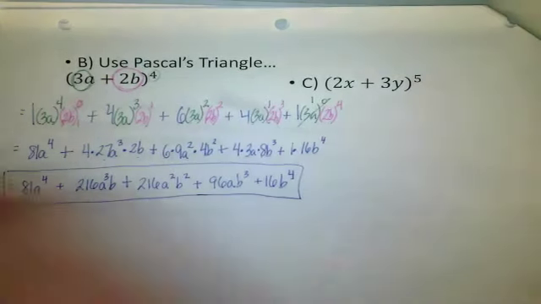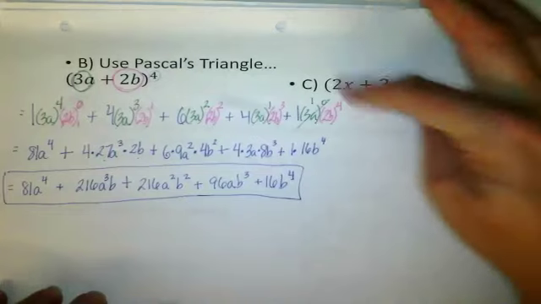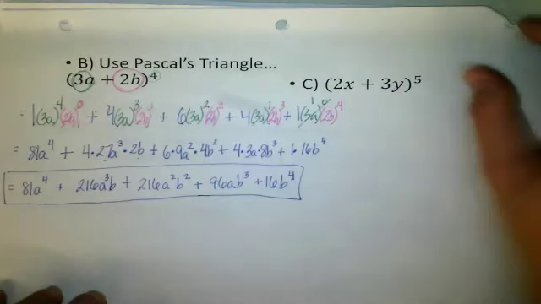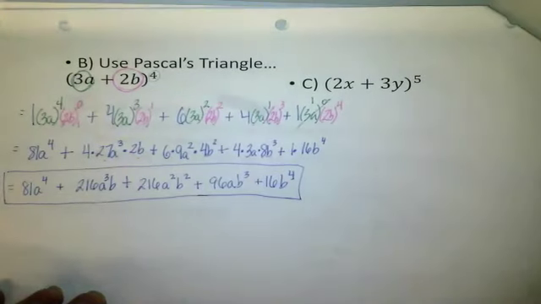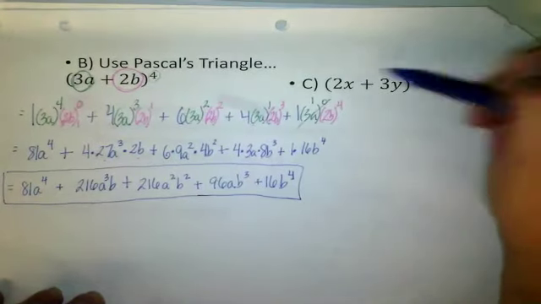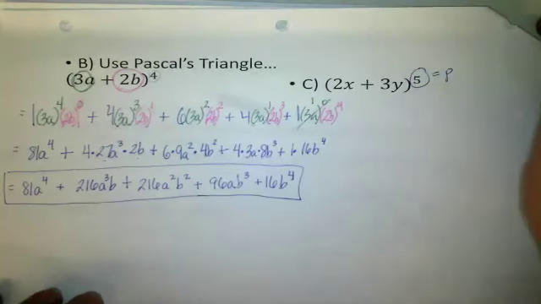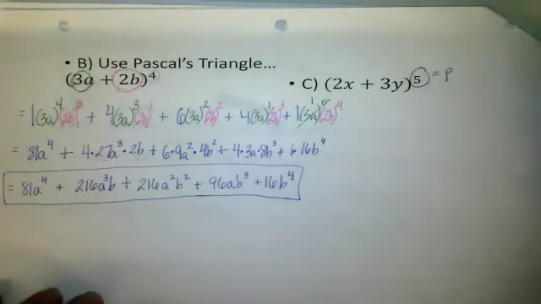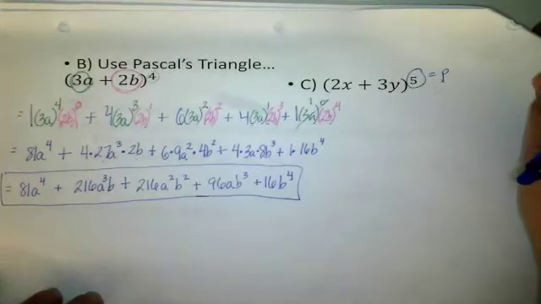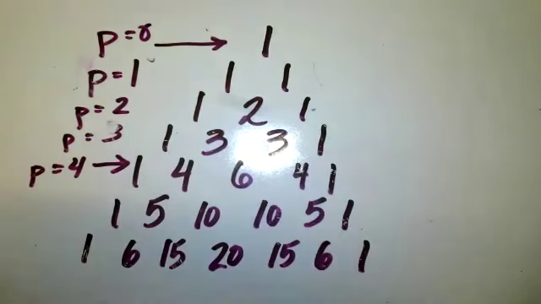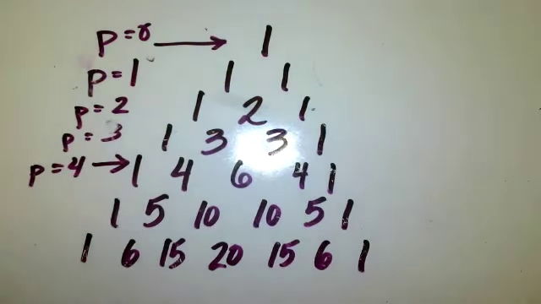All right, let's try one more of those, just so you can see how this other one would work. 2x plus 3y to the 5th power. So this is my power equal to 5. Maybe it's fun. You get to do some of these in your homework too. All right, so I'm going to look at my Pascal's triangle. And what line should I use? Yeah, right here. 1, 5, 10, 10, 5, 1.